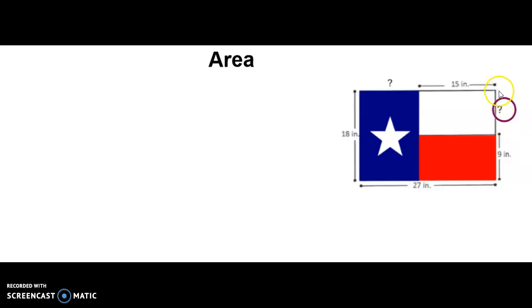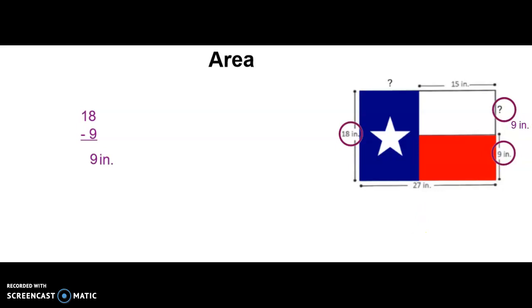Well, this line is vertical, going up and down, so we're going to find all the other vertical lines. In this case, that would be the 9 inches and the 18 inches. So if we think of the 18 as our whole and a 9 as a part, what do we do to find the other part? We subtract. So 18 minus 9 gives us 9 inches. So this white side here would be 9 inches.